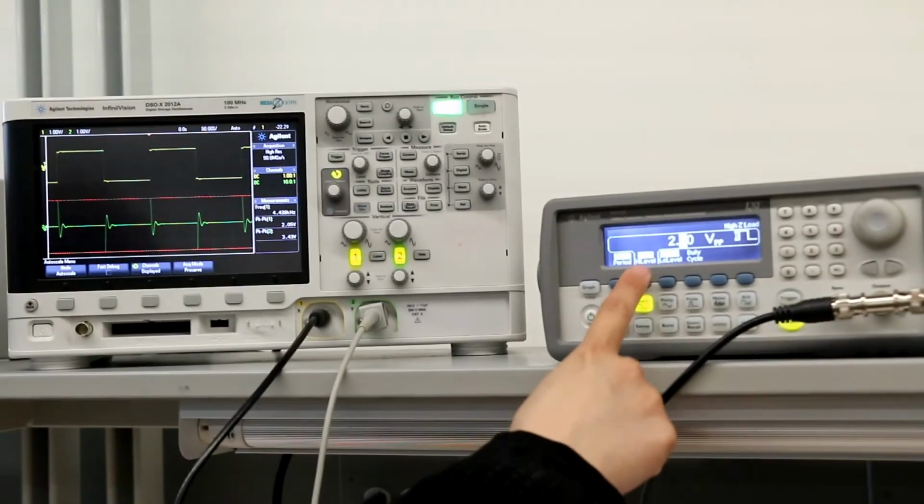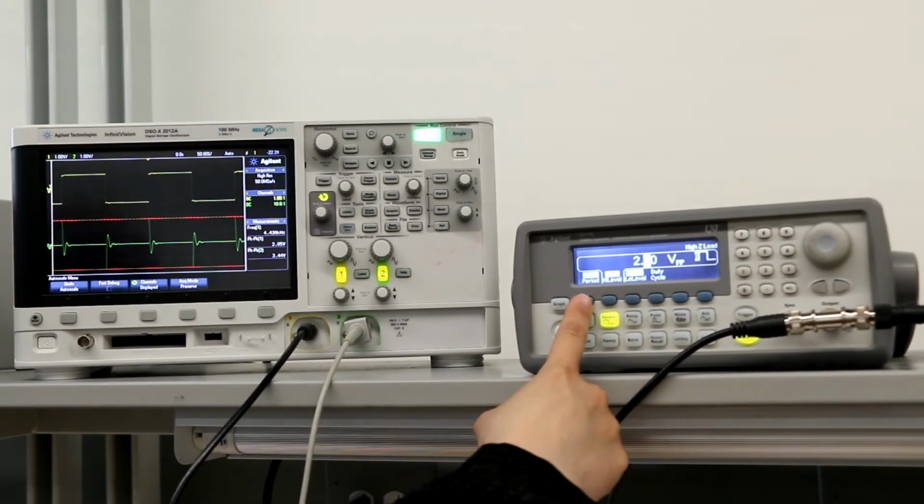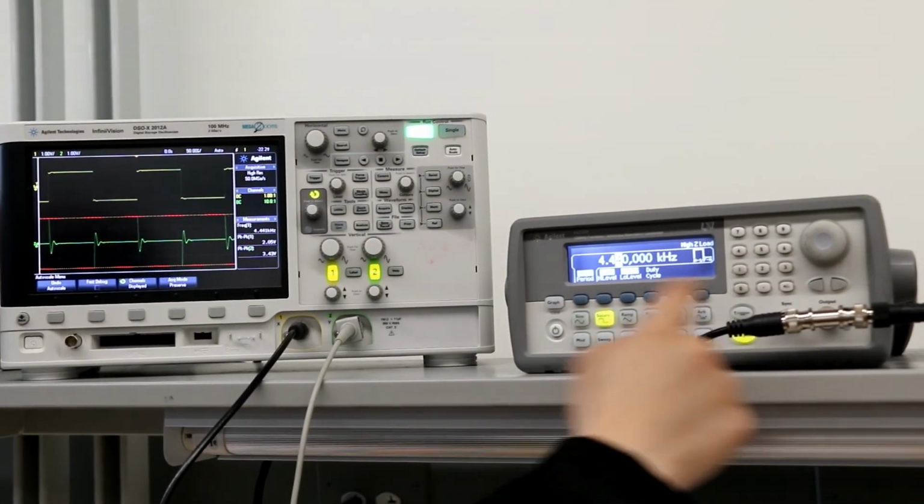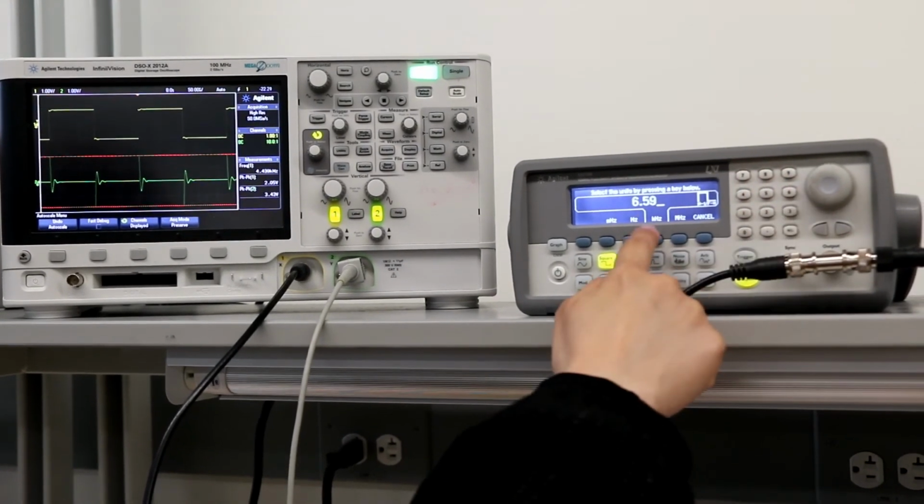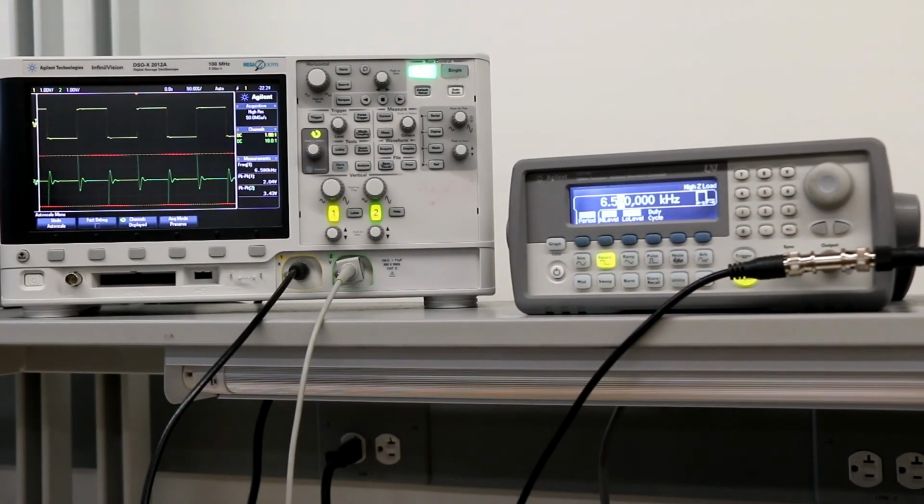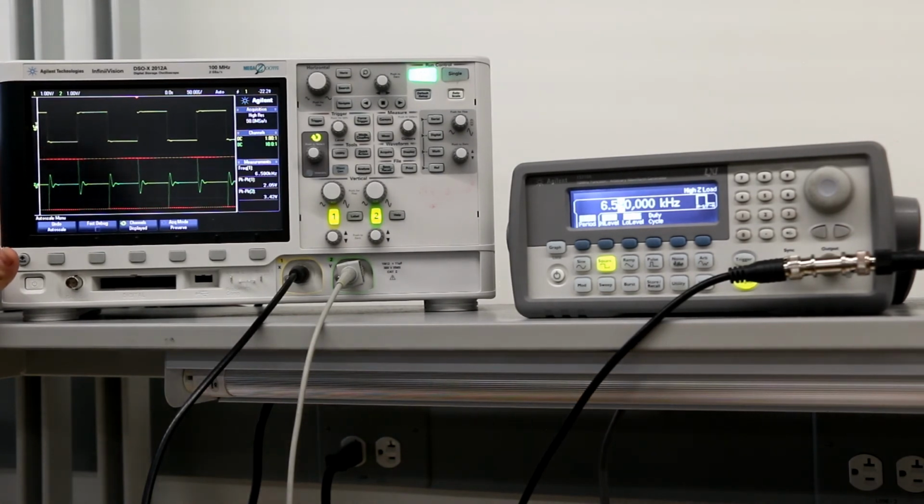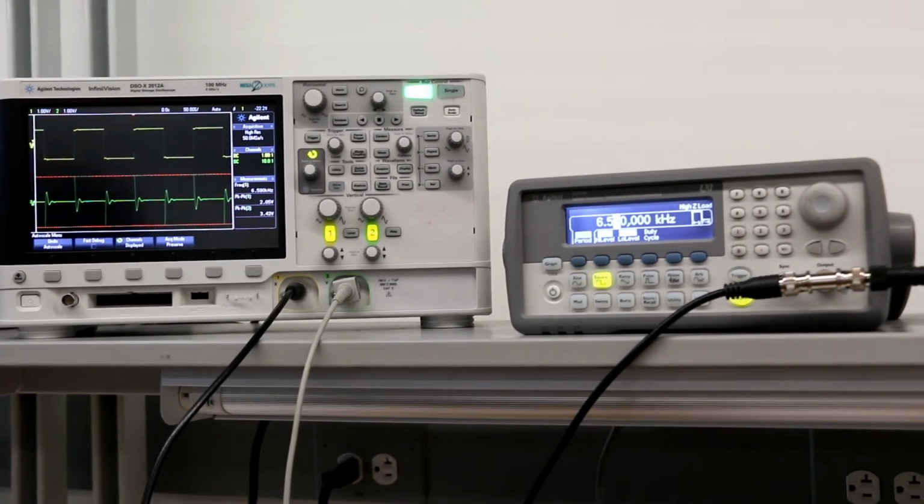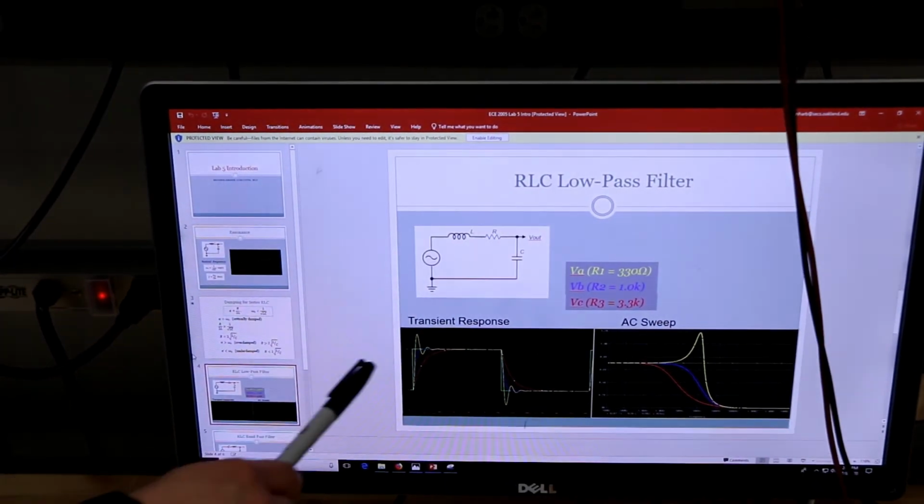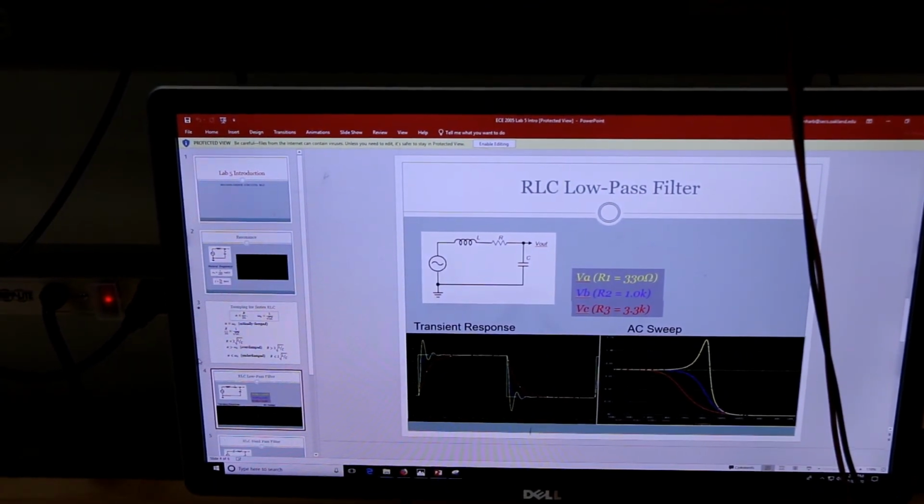So it's a square wave. Amplitude is 2 peak to peak. The frequency is 6.59 kilohertz. So here's the response, and it matches the yellow waveform here. So the yellow waveform gives me the transient response of the underdamped circuit.